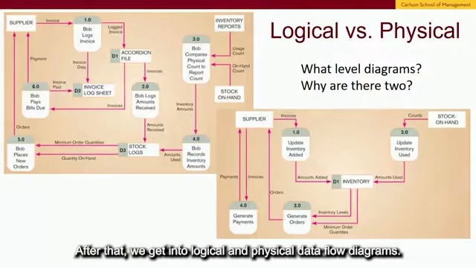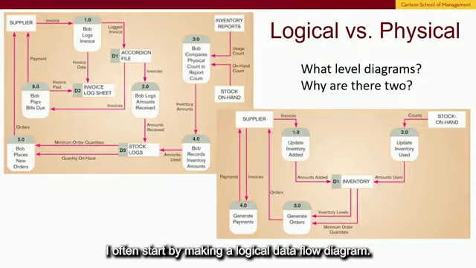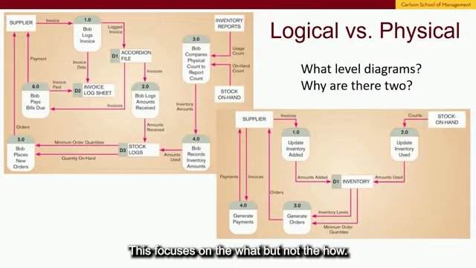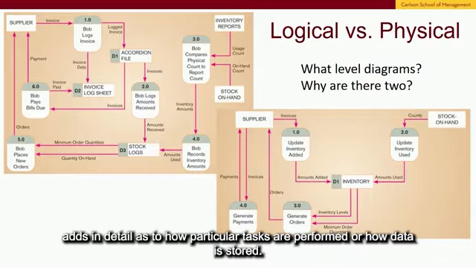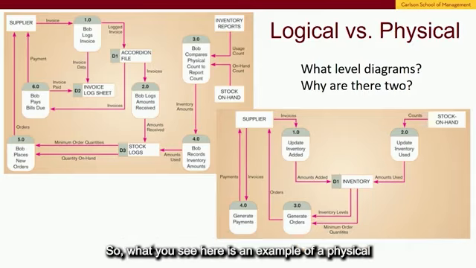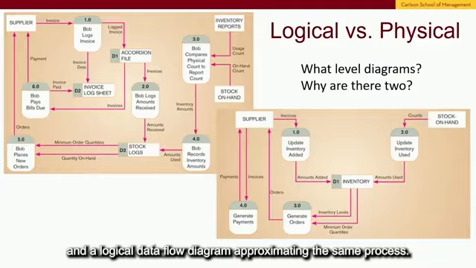After that, we get into logical and physical data flow diagrams. I often start by making a logical data flow diagram. This focuses on the what, but not the how. A physical data flow diagram, on the other hand, adds in detail as to how particular tasks are performed or how data is stored. So what you see here is an example of a physical and a logical data flow diagram approximating the same process.